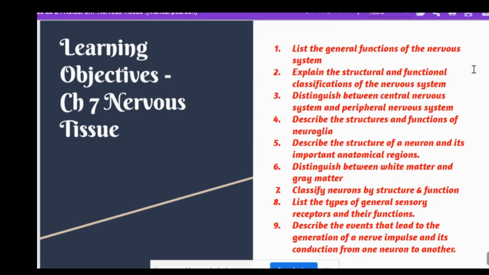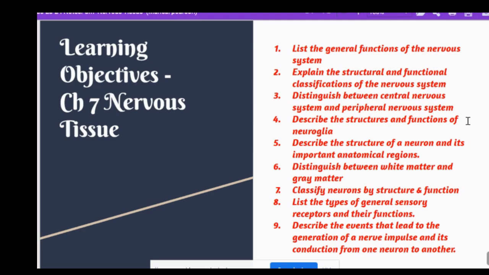So there are different branches of the nervous system. I already said central nervous system versus peripheral nervous system, but there are a lot of other little different branches. Number 3, distinguish between the central nervous system, brain and spinal cord, and the peripheral nervous system, all the nerves and neurons outside of the brain and spinal cord. Number 4, this is going to be kind of a tough part. Describe the structures and functions of neuroglial cells.